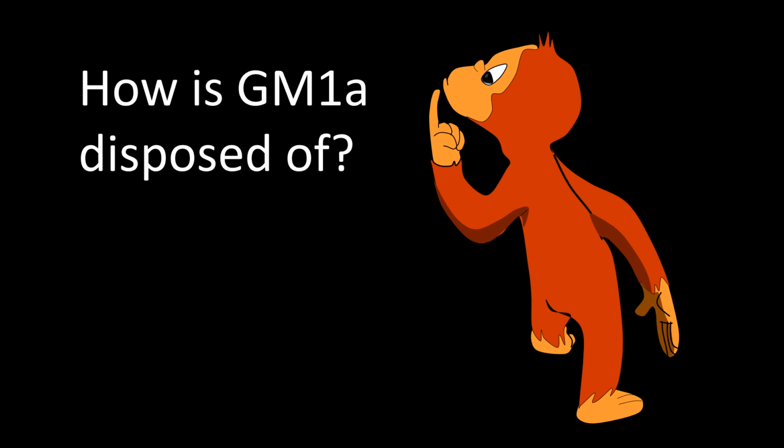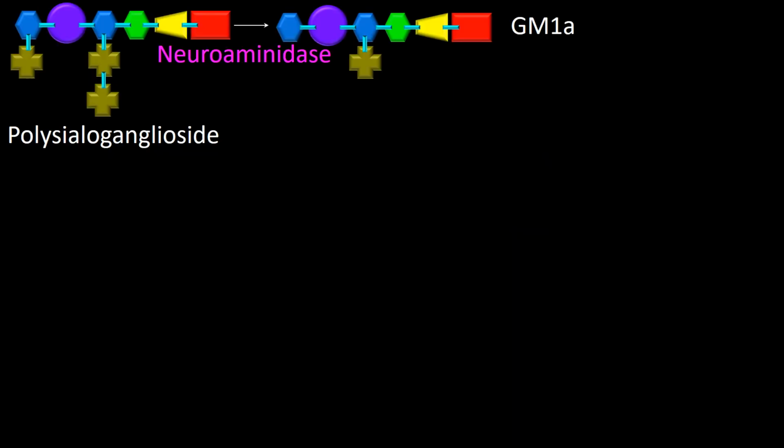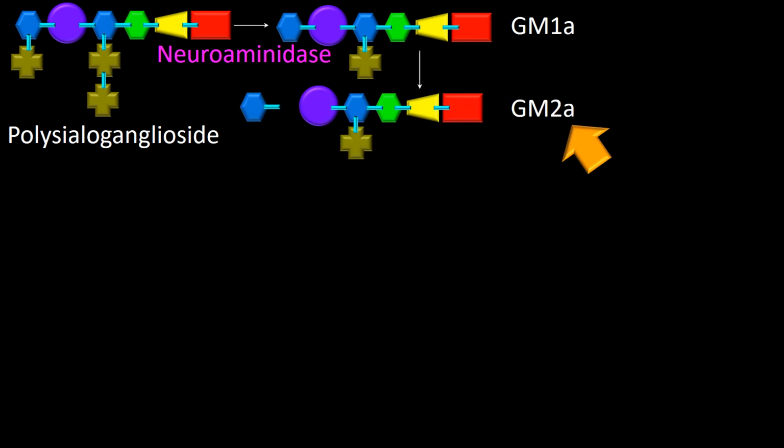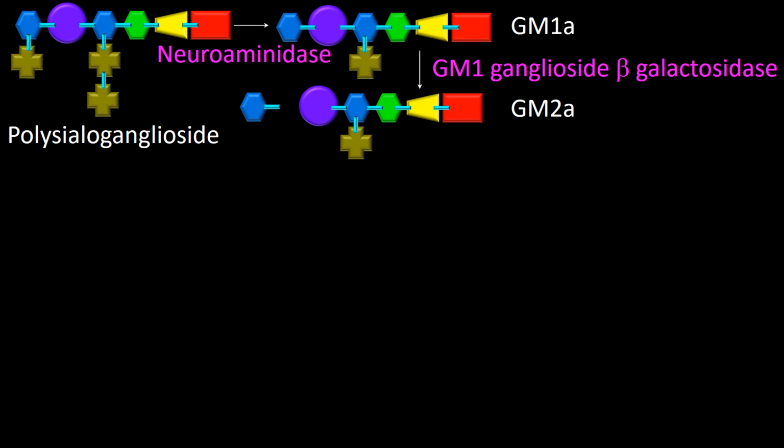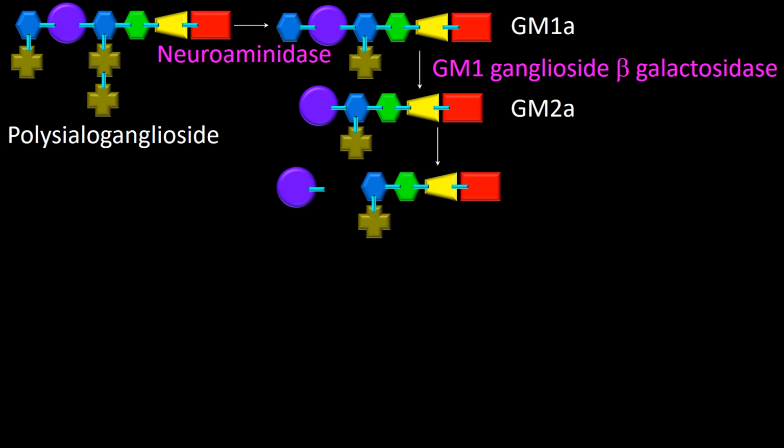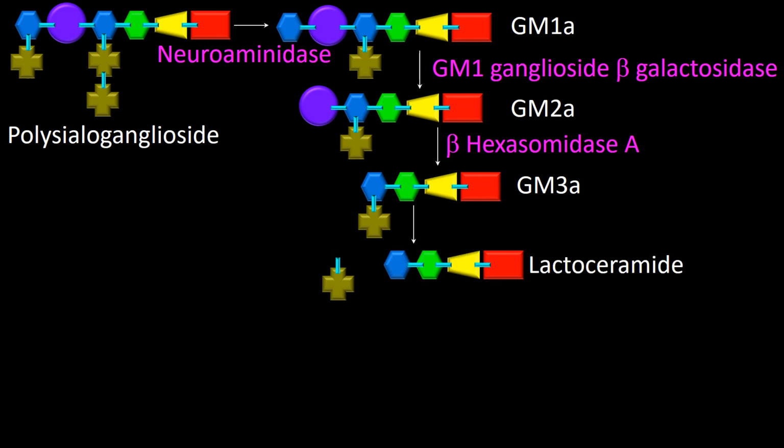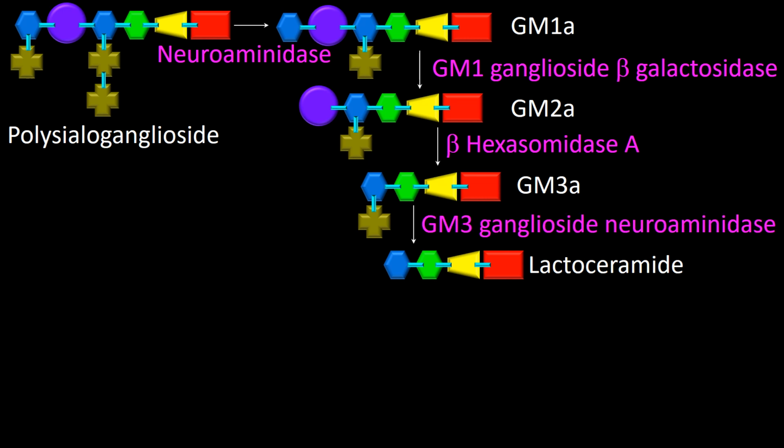Next question is, how is GM1 catabolized? To answer this question, let's go back to GM1A. Losing a galactose becomes GM2A. The job is mainly done by ganglioside beta-galactosidase. Next, the loss of a hexosamine creates a compound that is called GM3A. This is done mainly by beta-hexosaminidase A. Then, with the loss of a sialic acid, the compound becomes lactosylceramide and no longer can be called a ganglioside. This is accomplished mainly by GM3 ganglioside neuraminidase.